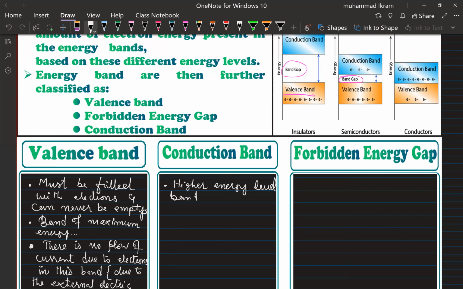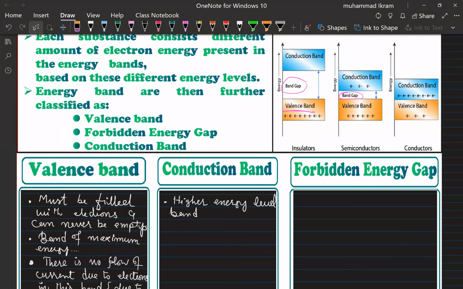The higher energy level band. This is called the higher energy level band. As you see here, we have the conduction band in the insulator, the conduction band in the semiconductor, and the conduction band in the conductors also.